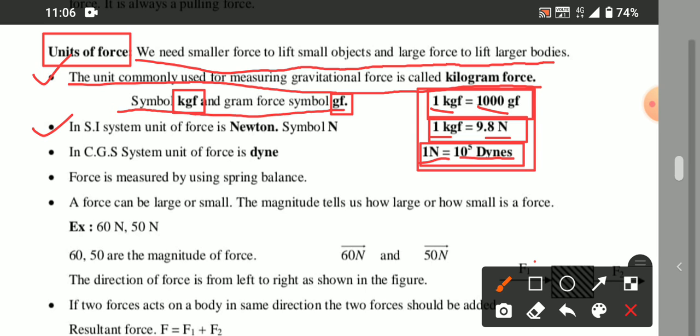In the SI system, the unit of force is Newton. Newton is written as capital N, which is the symbol for the Newton. And the CGS unit of force is the dyne. In the CGS system, the unit of force is dyne.